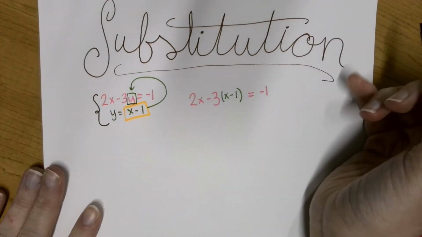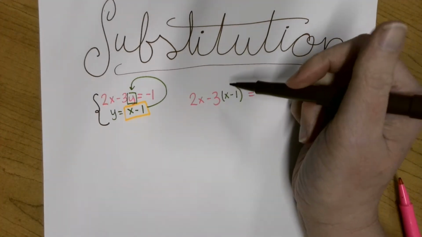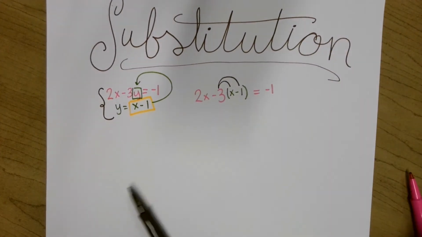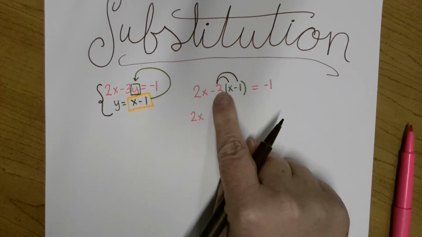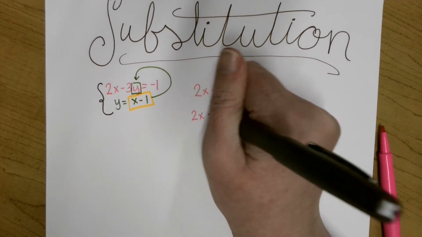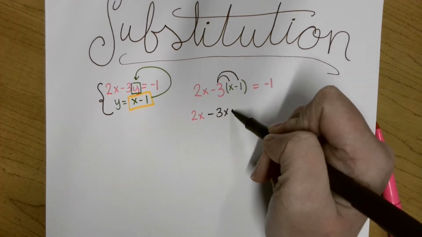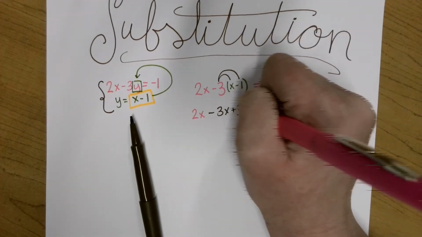Okay, so to start solving this, I have to basically simplify this equation down to where I just have the variable, x, on one side and a single number by itself on the other. So the first thing we ought to do is distribute this -3. So when I do that, I'm going to bring this 2x down. -3 times x is -3x. And -3 times -1 is going to be +3, because negative and negative makes positive. And that's going to be equal to -1.